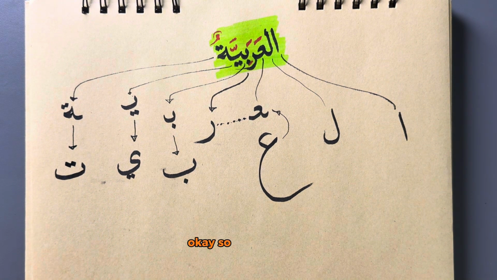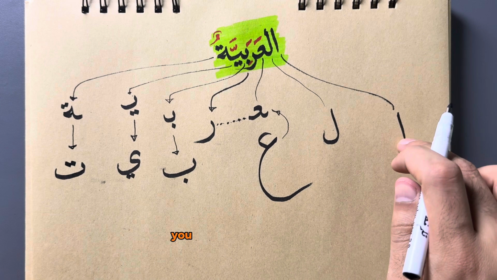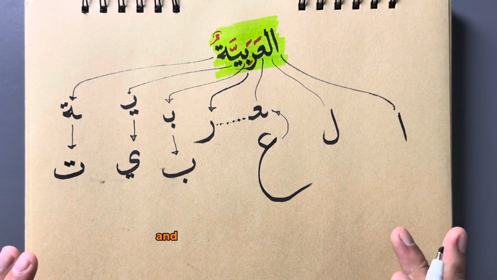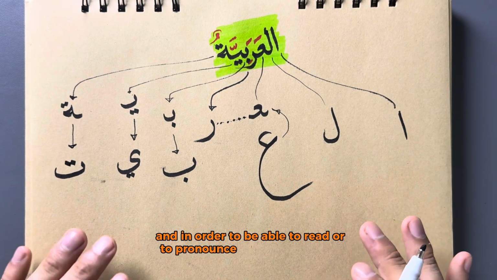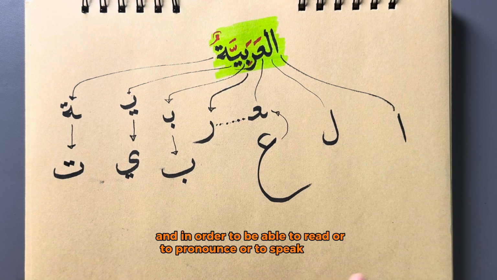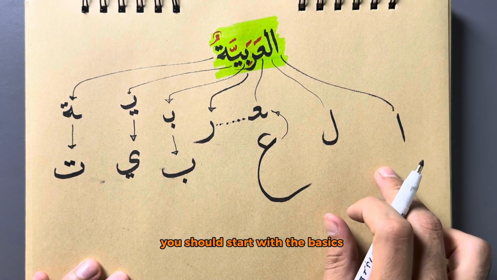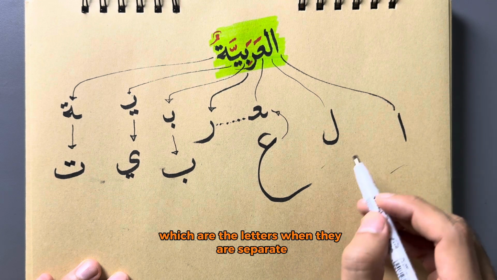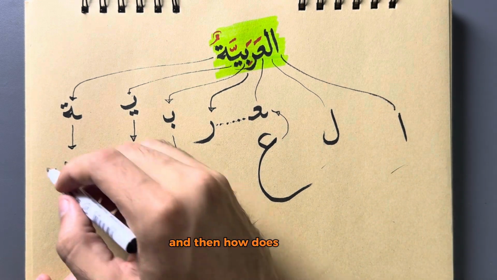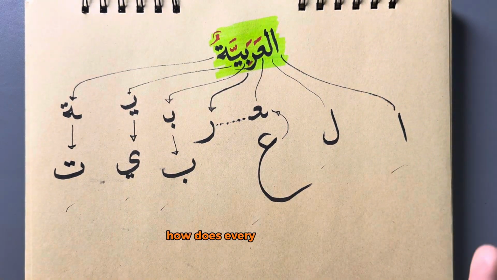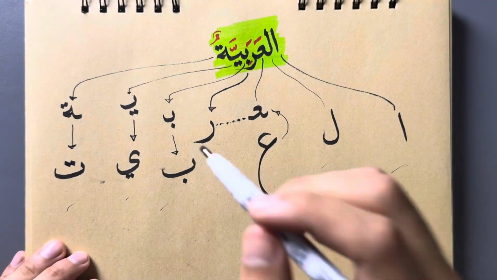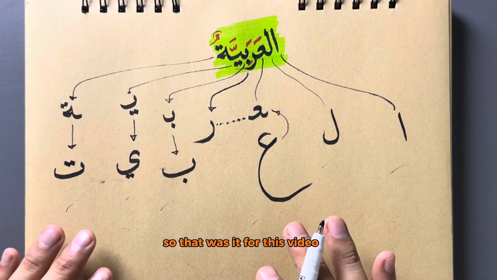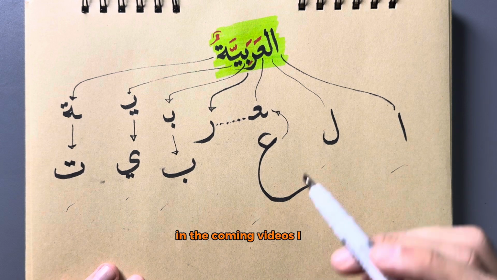As you can see, in order to learn Arabic and in order to be able to read, pronounce or speak Arabic, you should start with the basics, which are the letters when they are separate, and then how every letter changes when you connect it. So that was it for this video. In the coming videos, I'll explain more.